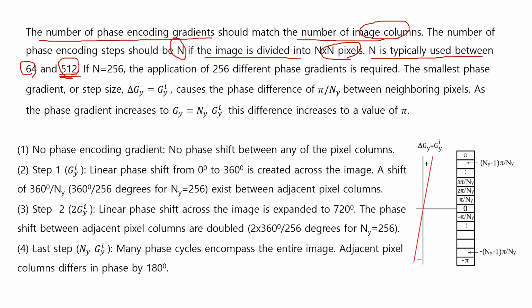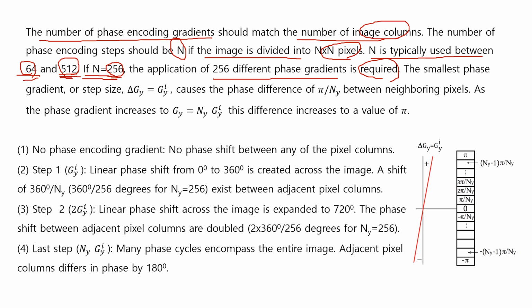So if you use 512, we have a higher resolution image than with 64, right? Usually n is 256. So if we use n equal to 256, then the application of 256 different phase gradients is required.